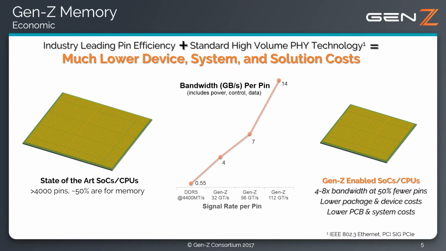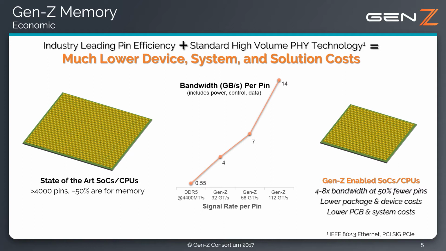Look at the figure on the left. This is a state-of-the-art CPU, GPU, or SoC with 8 DDR memory channels and upwards of 64 or more PCI lanes. You're looking at a device that has well over 4,000 pins. 50% of those pins are just for the DDR memory channels, including power, ground, control, and data pins. The figure in the middle illustrates the pin efficiency of DDR5 memory channels versus Gen Z interfaces at numerous data rates. Pin efficiency is the bandwidth of the interface divided by the total number of pins instantiating that interface.